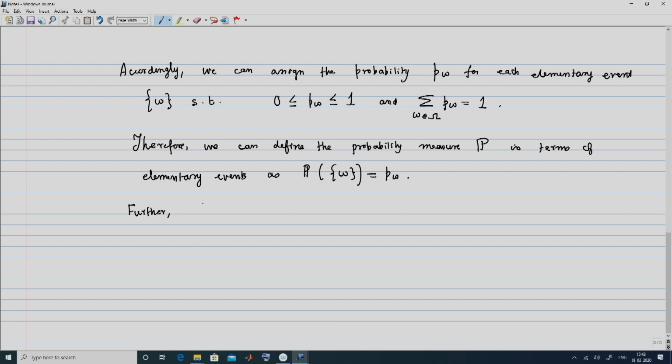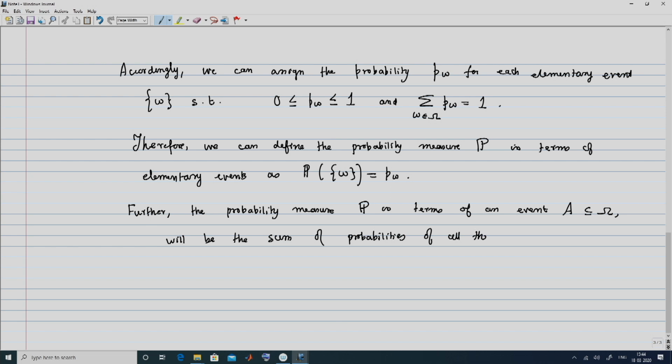Further on, I can make another statement about the probability measure P in terms of an event. Let us go back to a generic event A. It will be the sum of probabilities of all the elementary events in A, and is accordingly given by: probability of A is simply the summation of P subscript omega, where omega is a member of the event A.